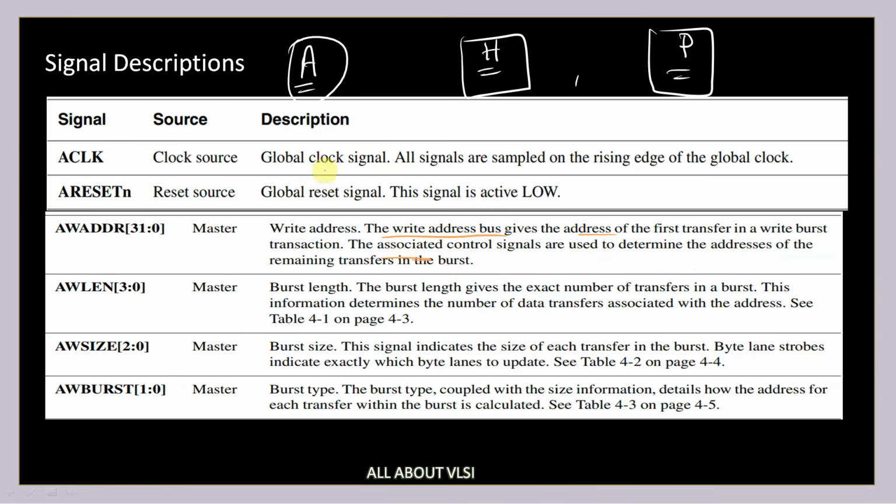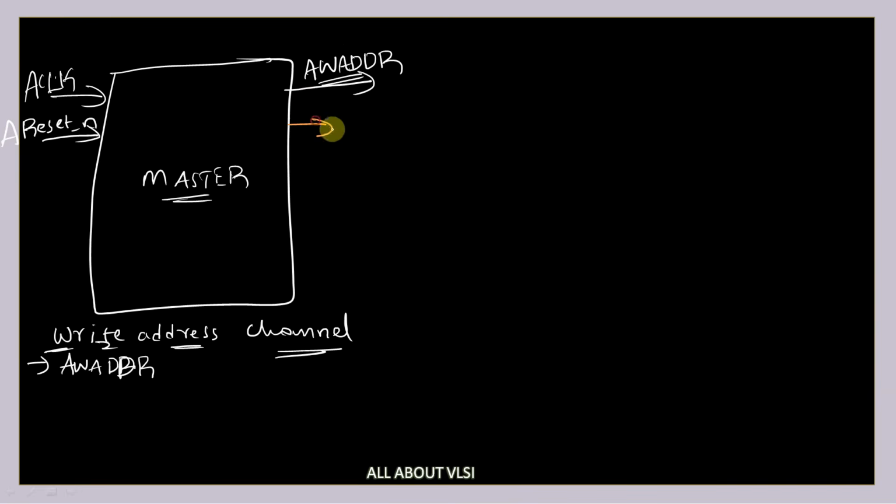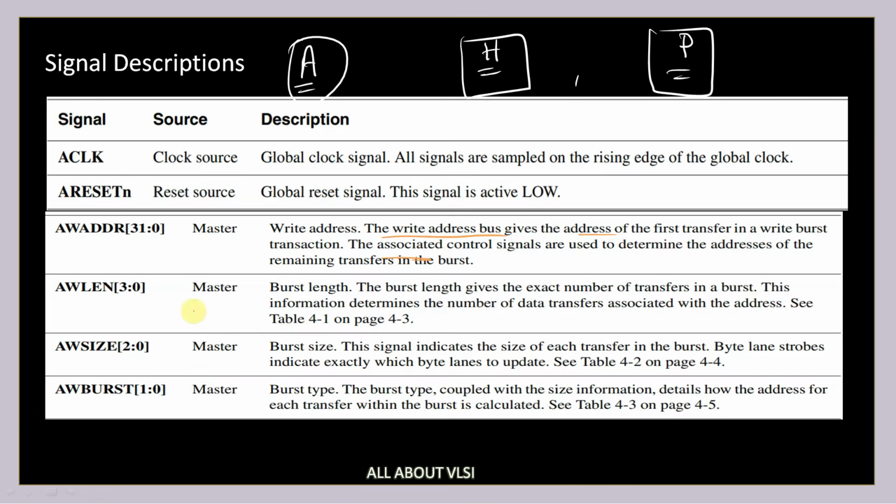Next we are going to have one more signal, that is AW length. This also belongs to our write address channel. This AW length is basically used to tell you the burst length. It tells you how many transfers are present in a particular burst, and this information determines the number of data transfers associated with that address. We are going to learn further what a burst is, how AW length helps, and how we calculate the number of transfers in that burst.